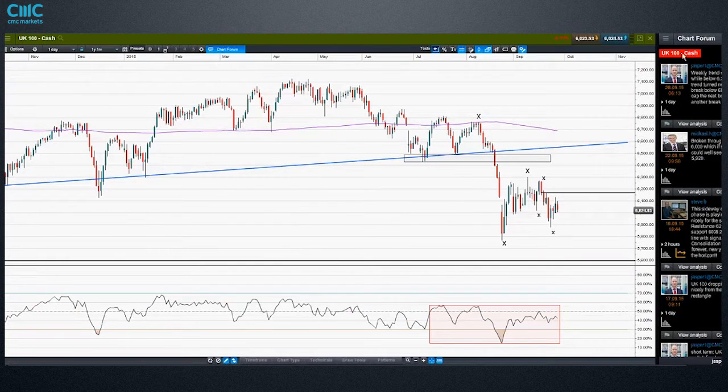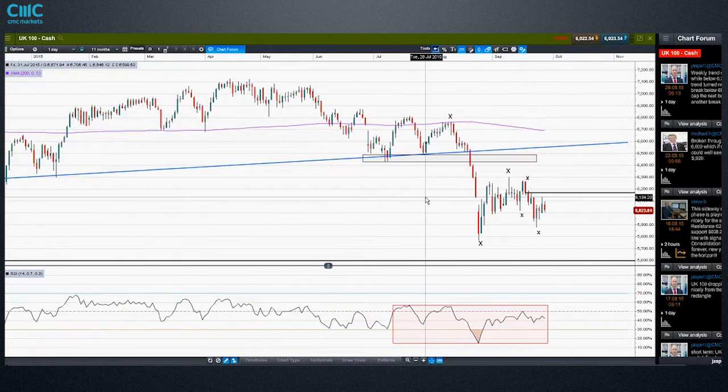So these global indices are all looking fairly similar. What you'll see is that in the order of weakness, the Germany 30 looks the weakest, the UK 100 looks sort of in the middle, and the US 30 probably the strongest. I'm just basing that on the recent trading range.